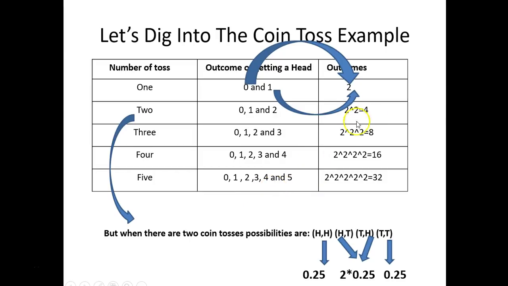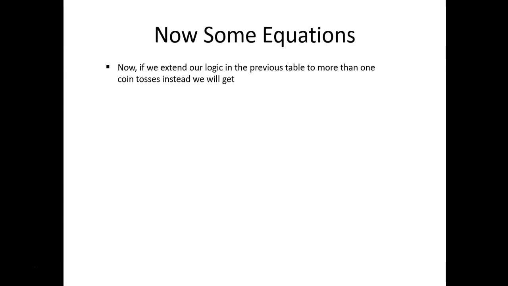But the outcomes, the sample space, is changing. If you toss 2 times, there are 4 different outcomes. If you toss 3 times, there are 8 different outcomes, because each can be head or tail. So 2 outcomes per toss, and then 2 into 2 into 2 is 8. Similarly, for 4 tosses, there are 16 outcomes, and for 5 there are 32 outcomes. Now let's go to the next slide and see how it works.